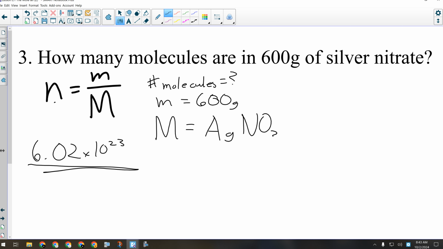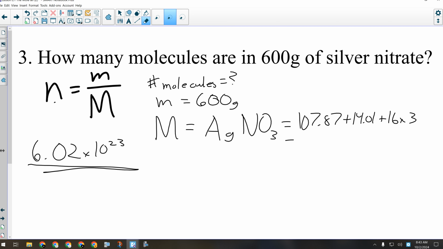Okay, so silver nitrate, NO3, that's a -1, that's a +1, sweet, already done. I don't have to do anything with it. Now I just have to put in my numbers here. So 107.87. Only one silver. How many nitrogens? 1. So plus 14.01, plus how many oxygens? 3. So 16 times 3.